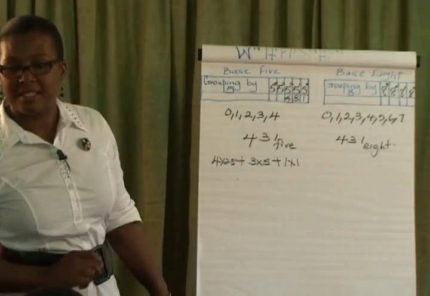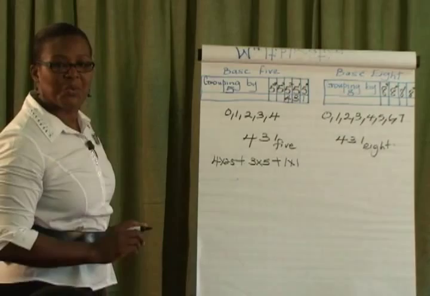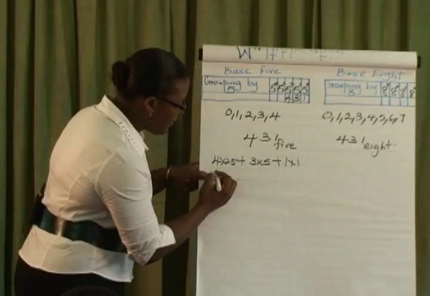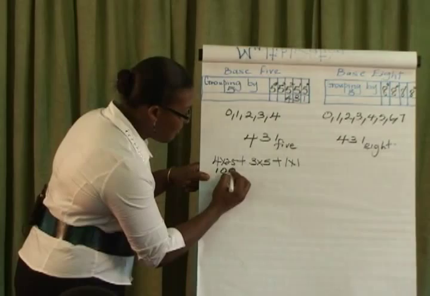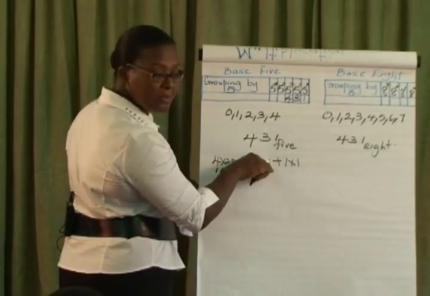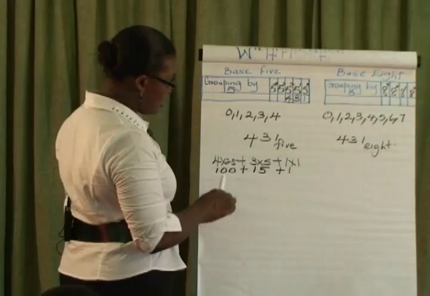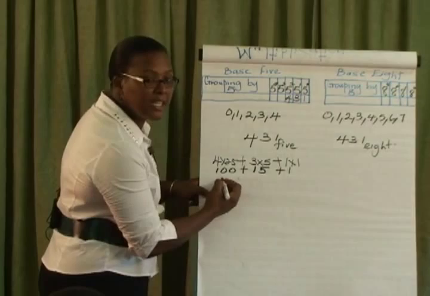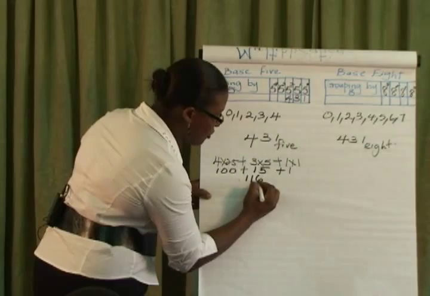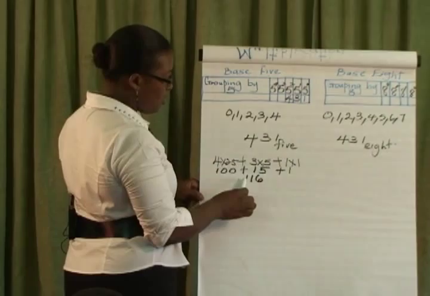Yes, Maritza. I didn't get that. 100. 4 25s are 100. We move to the second one. 3 5s, Nikolai. 3 5s are 15. And then we have a 1 by a 1, which would give us a 1. So we have 100 added to 15 added to 1 would give us, Quincy, 116. So we have moved 431 base 5 to 116 base 10.